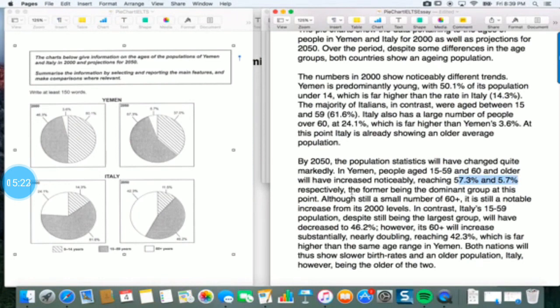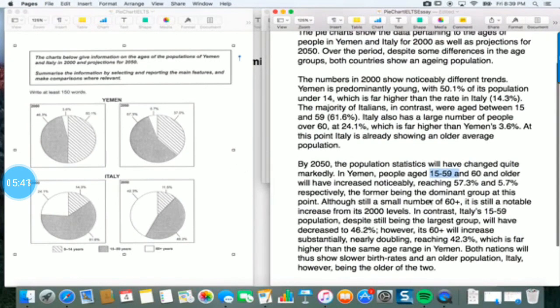Now here's a little extra bit. The former, meaning this one, the first, being the dominant group at this point. So I'm pointing out that 15 to 59 is now the biggest group in Yemen, which you can see over here. Then I come to the next point. Although still a small number of 60 plus, it is still a notable increase from its 2000 levels. So again, as I said, it's nearly doubled.